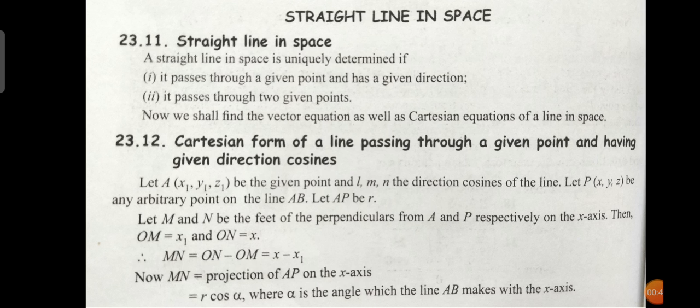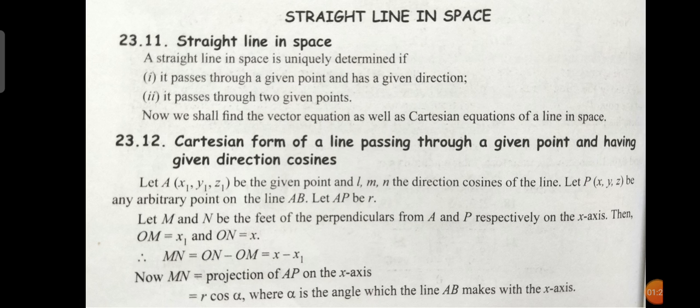So first is the Cartesian form of a line passing through a given point and a given direction, or direction cosines. Direction cosines have been studied in your previous class. So l, m, n are the direction cosines. Let A be a point in three-dimensional space, so the point has three coordinates: x1, y1, z1. And l, m, n are the direction cosines of the line. Then let P(x, y, z) be any arbitrary point on that line AB.